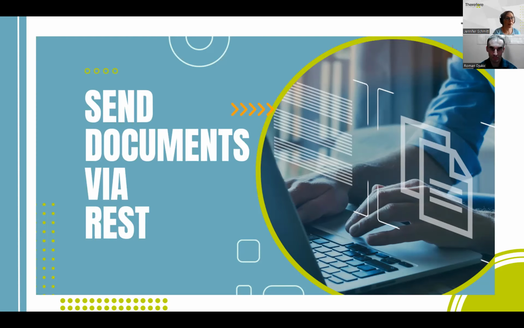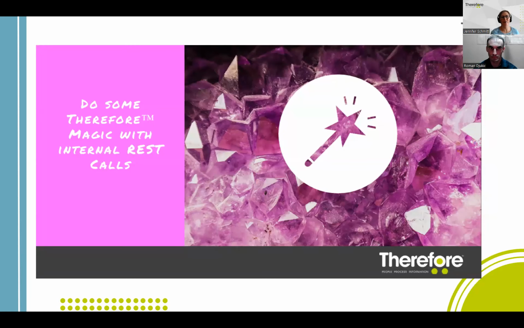So it's very powerful. And finally, you can do Therefore magic with internal REST calls. Internal REST calls allow you to use the REST call to update or check information from one component in Therefore to another. So you could create a keyword, you could take a long list of Excel words and automatically feed them into Therefore as keywords using a REST call. You can also delete information in Therefore, or at least mark it for deletion, or anything else. We have a huge library of REST calls that are available, and you can use that to increase efficiency within your Therefore system.